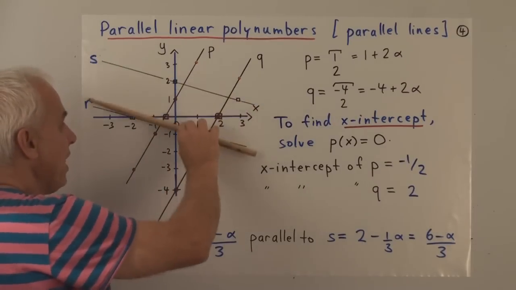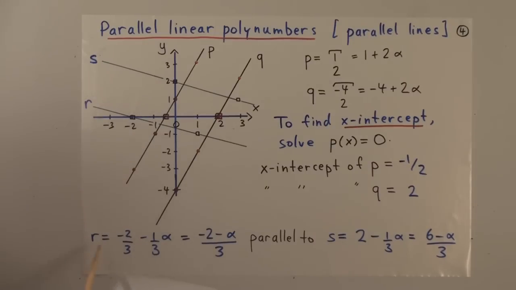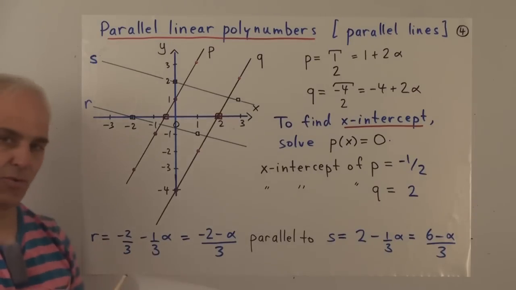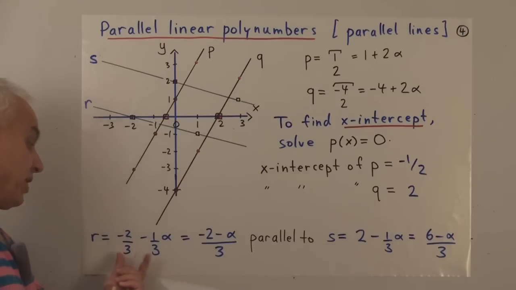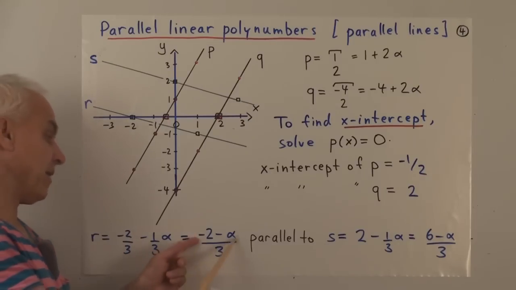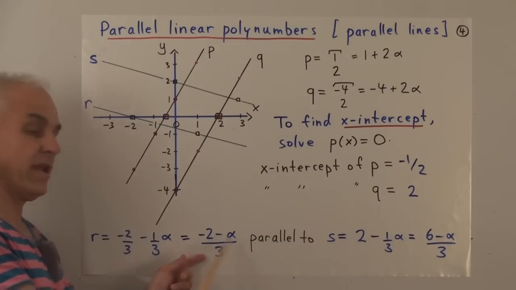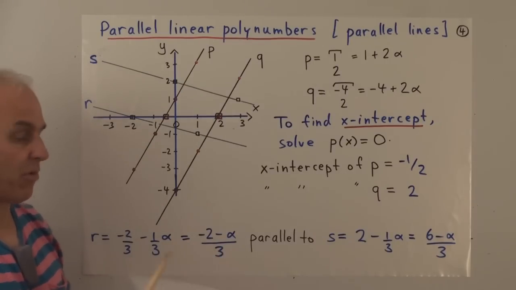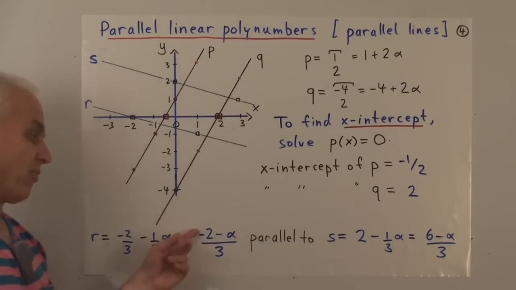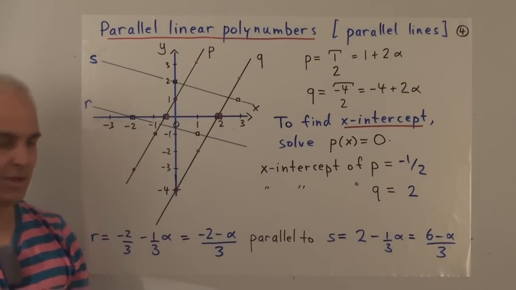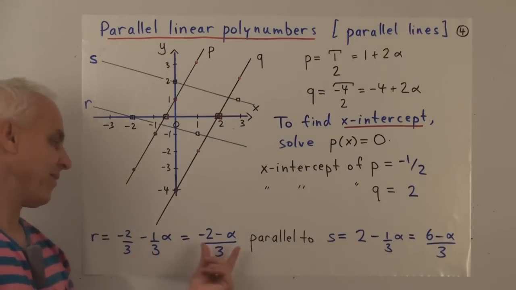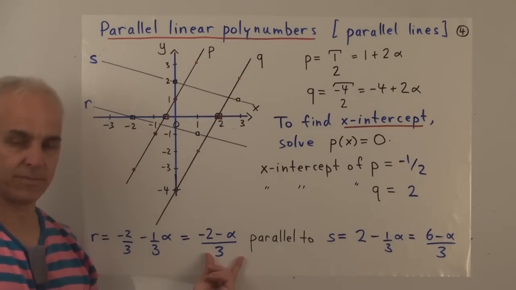Here's another pair of lines, R and S, and they also look parallel. And R is minus 2/3 minus 1/3 alpha, which is now a little bit new because we've got some rational coordinates there. But we can rewrite this as a ratio of one integral polynumber divided by another integral polynumber. In other words, a rational polynumber. So this is just another way of writing this rational polynumber.